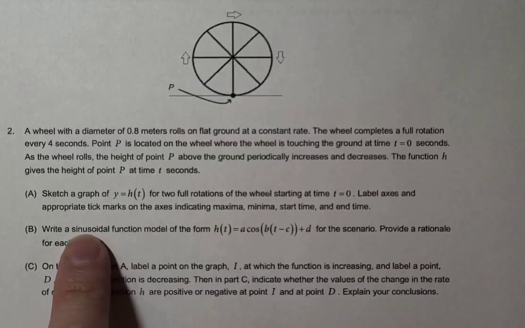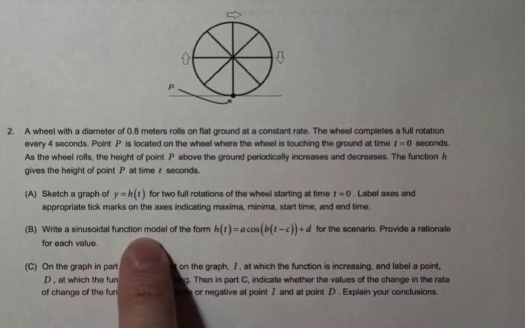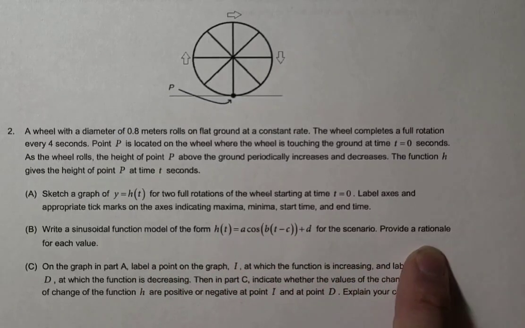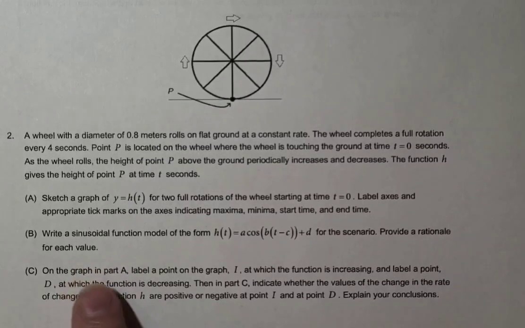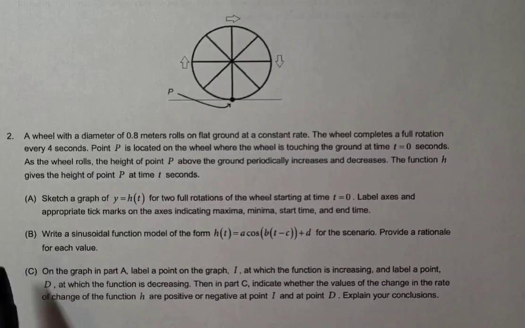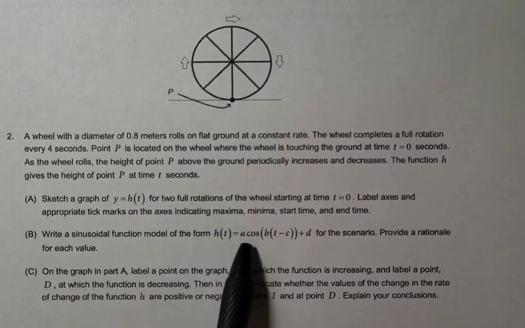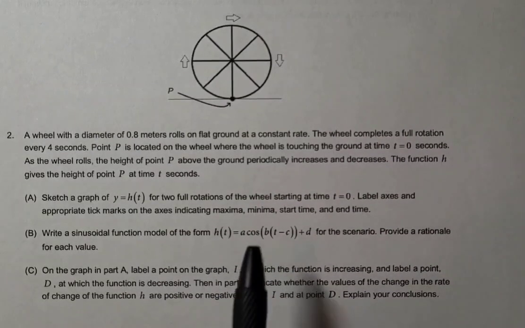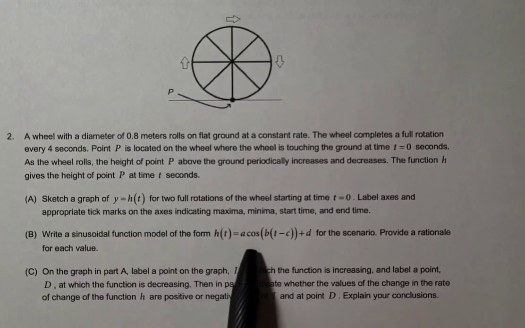And then part B, I'll even read right now, it says write a sinusoidal function model of this form for the scenario. Provide a rationale for each value. And then this part I'll skip later. So the reason I read part A and B first is this already tells us it should be a sinusoidal function, cosine or sine. Technically, sine and cosine are just shifted versions of each other, so to model it, you can use either, but in this case, it tells us to model it with a cosine.